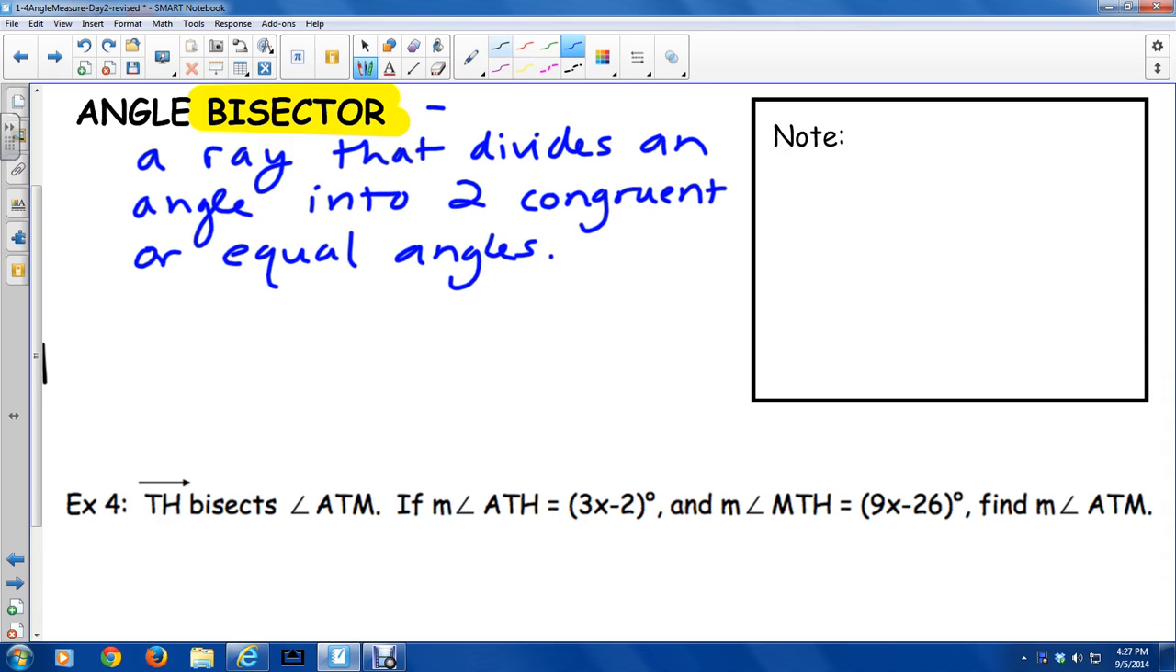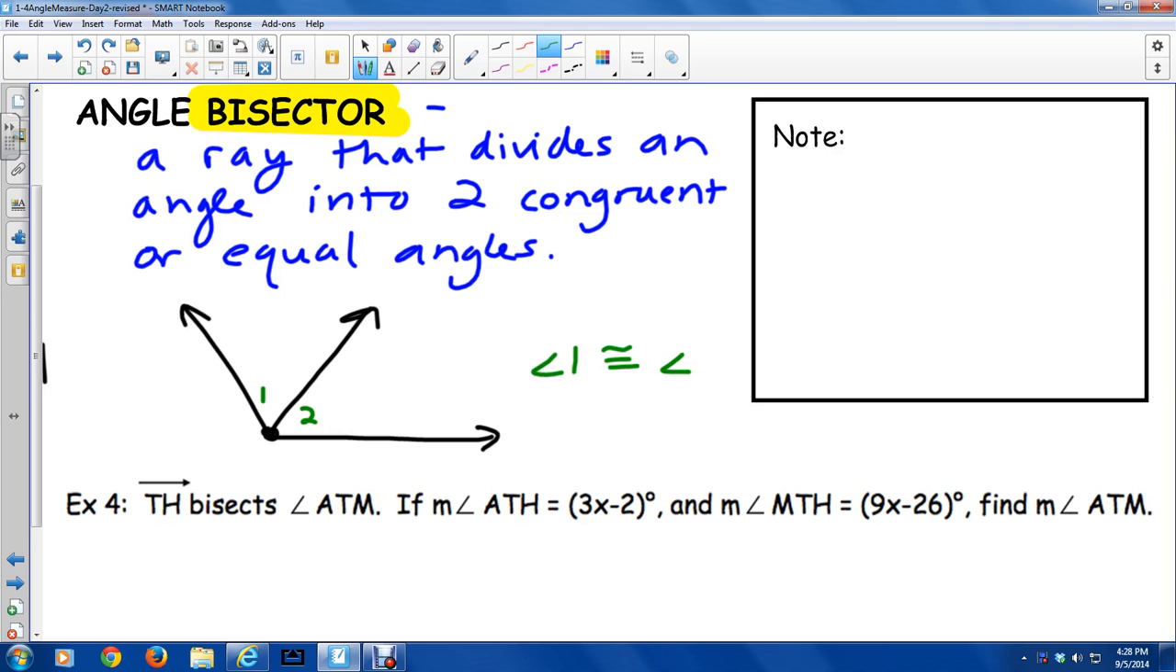or equal angles. I like to put a picture with that, so let's go ahead and draw a quick sketch of that. Same thing I drew on the other side. This time a ray going through it, and whether it looks like it or not, if we know that that is a bisector, we know that we have 2 equal angles. So another way we can name angles is with the numbers in between. We now know that angle 1 is congruent to angle 2.